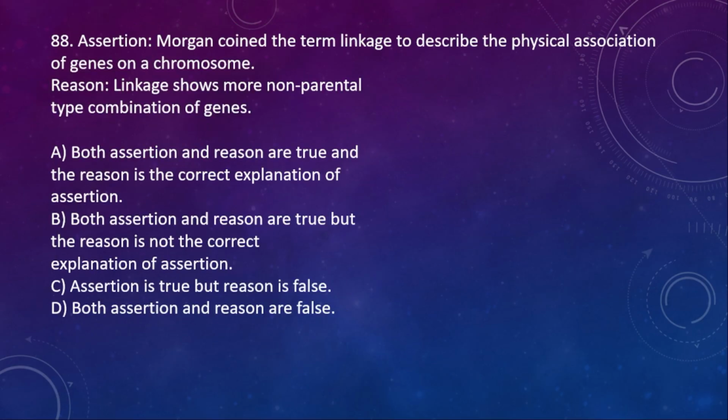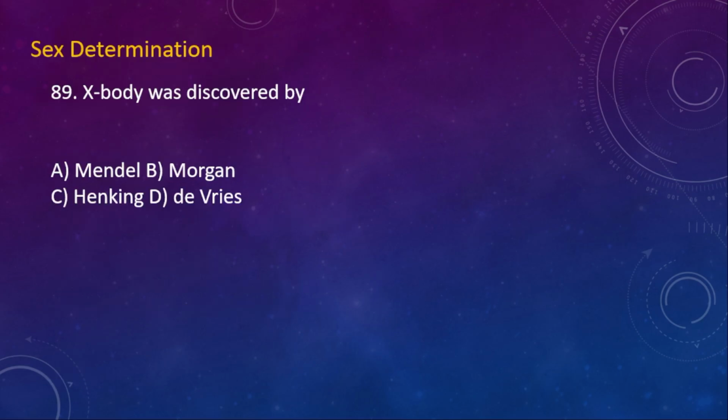88. Again one more assertion and reason type. Morgan coined the term linkage to describe the physical association of genes on a chromosome, right? This one is right. But the reason, linkage shows more parental type combination of the genes, this one is false. So the right option is option C.